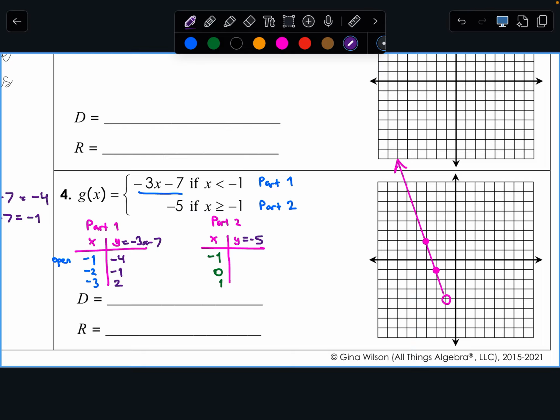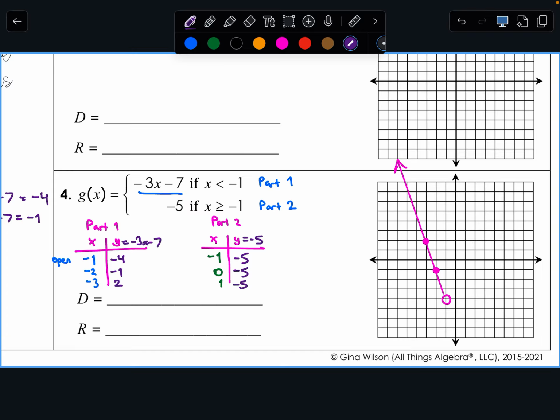Well, that makes it real easy for us because what will be the y value for x equals -1? It'll be -5. What will it be for 0? -5. And what will it be for 1? -5. So no matter what, if the x value is greater than or equal to -1 in this case, the y value will be -5. Okay? So now, all I have to do at this point is just draw my graph.